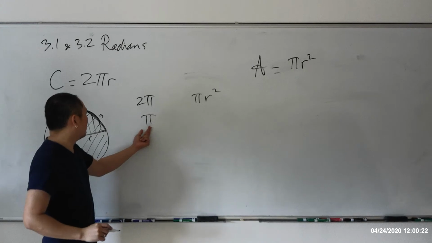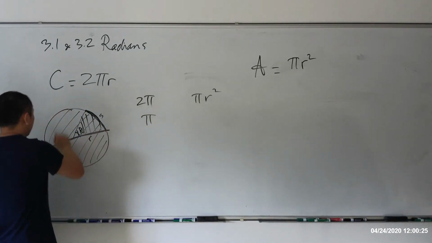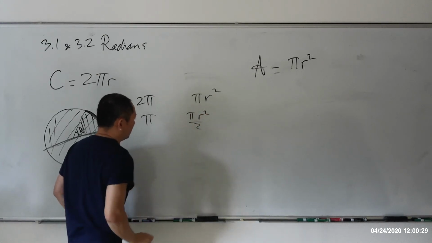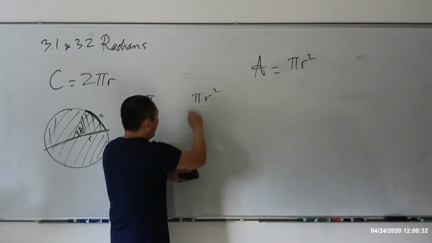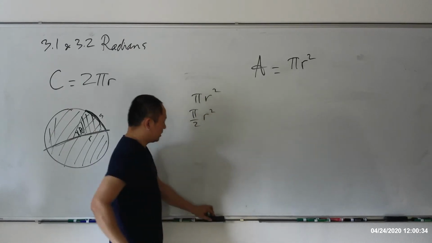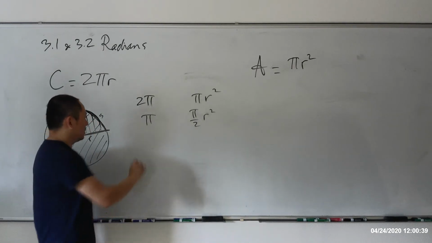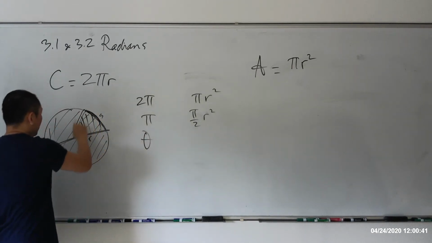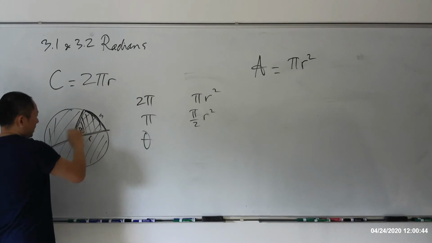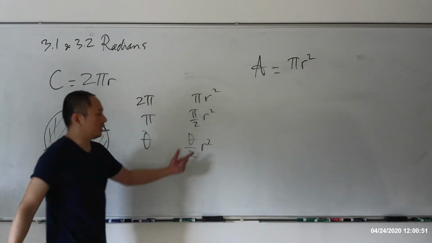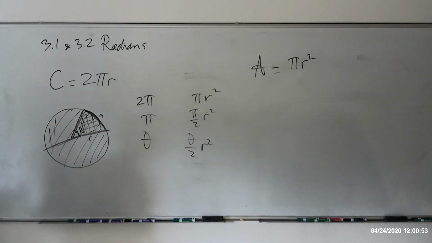So for half of the circle, the area of the half disc is going to be pi r squared over 2. Let me write it this way: pi over 2 r squared. So the corresponding angle between the two formulas, well, this is pi over 2. So in general, if you have an angle theta, the area for this piece of slice right here is going to be theta over 2 r squared. And of course, it depends on the length of the radius r. You may have a bigger or smaller area for the slice.